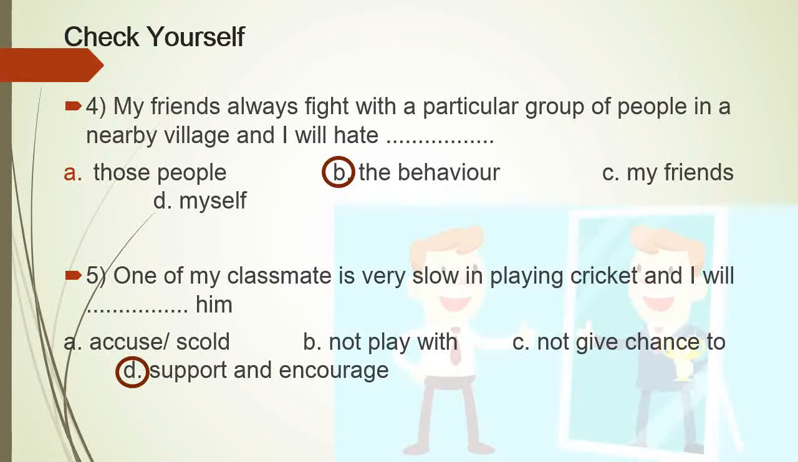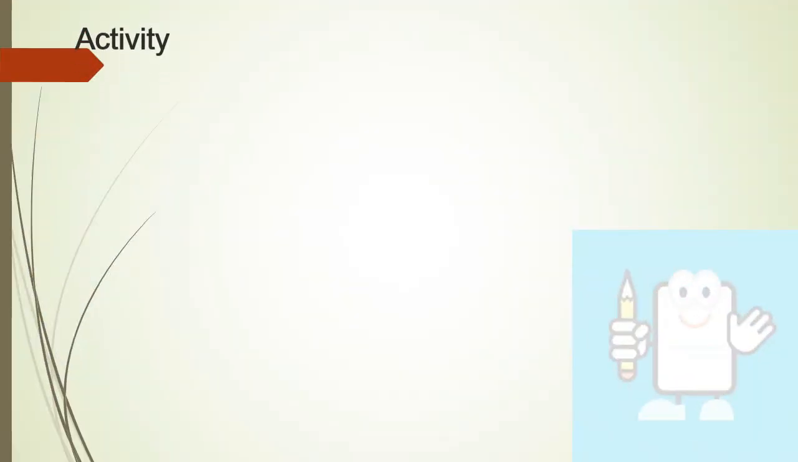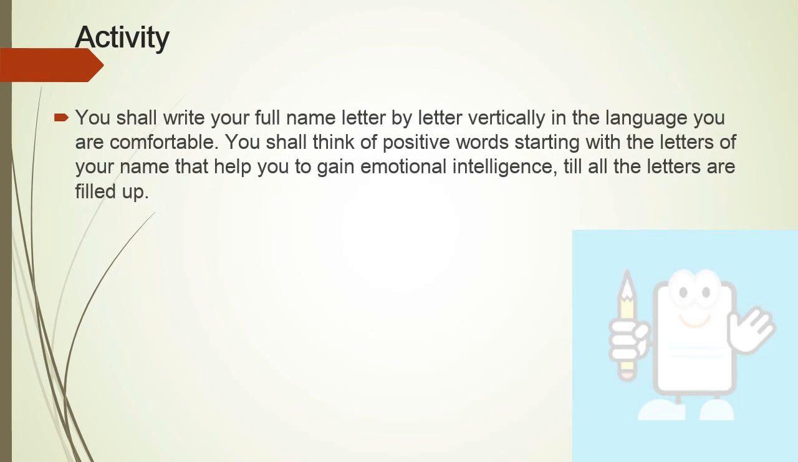Likewise, when we have good self awareness as well as social awareness and good relationship management, we will be a support and encouragement to others. Let us look into an activity that helps us to gain more emotional intelligence. You shall write your full name letter by letter vertically in the language you are comfortable, and you shall think about positive words starting with the letters of your name. That helps you to gain emotional intelligence.